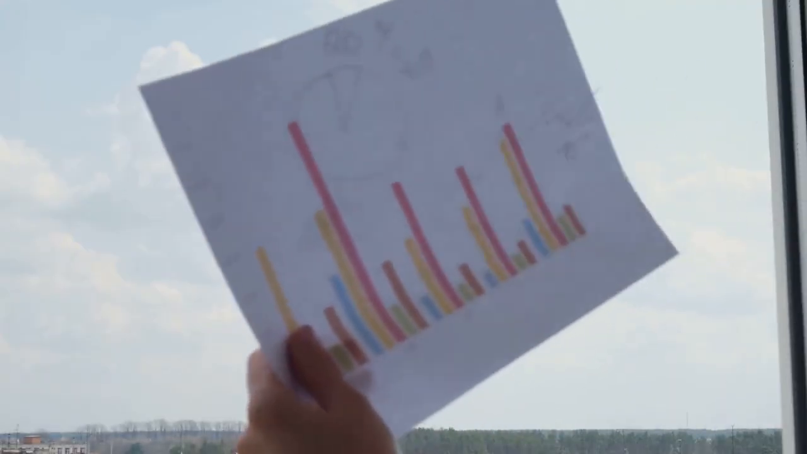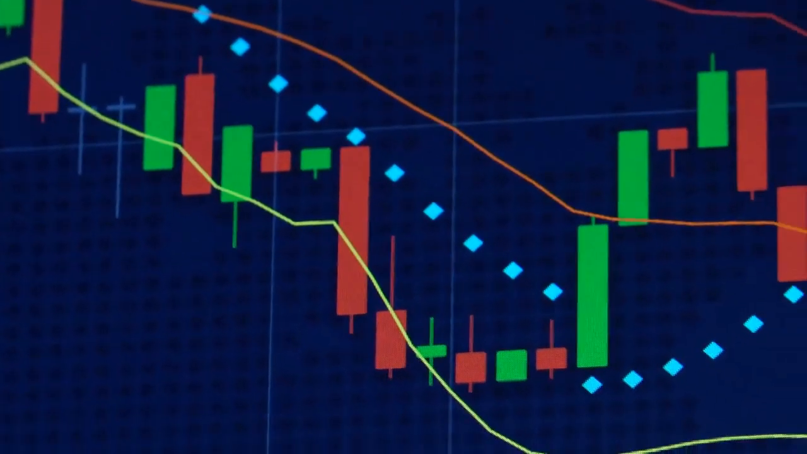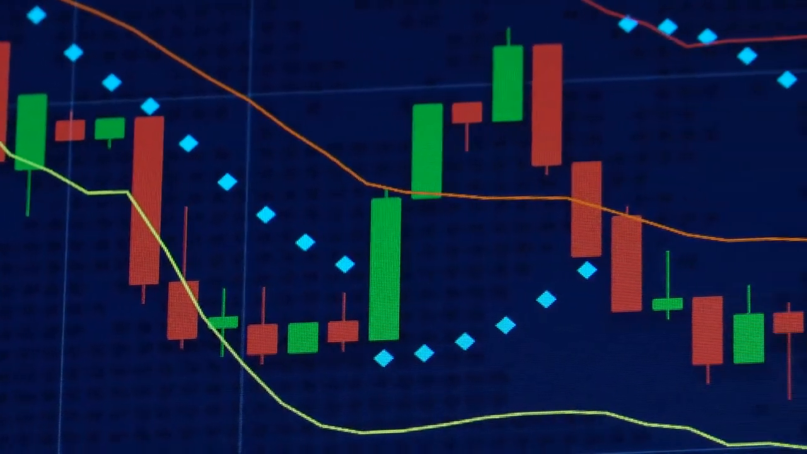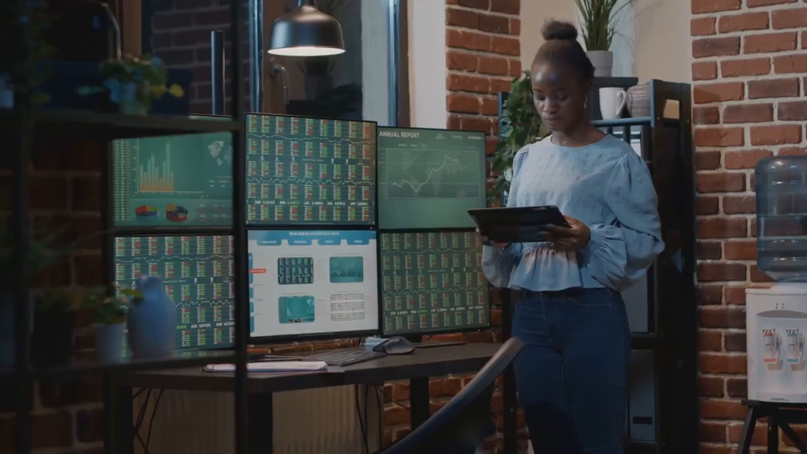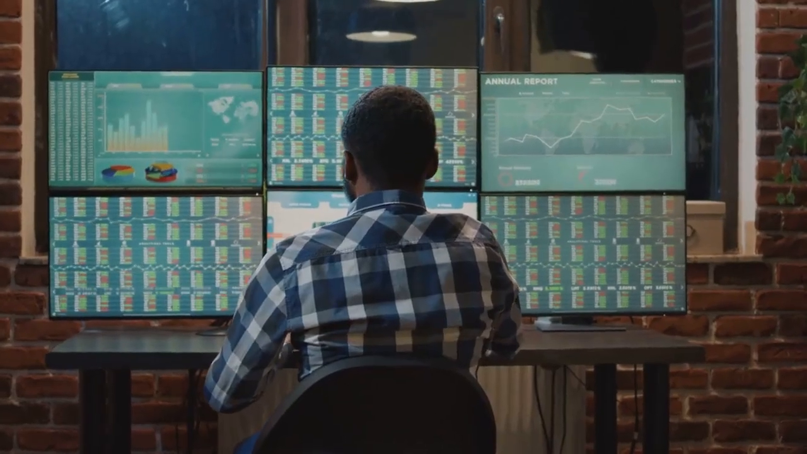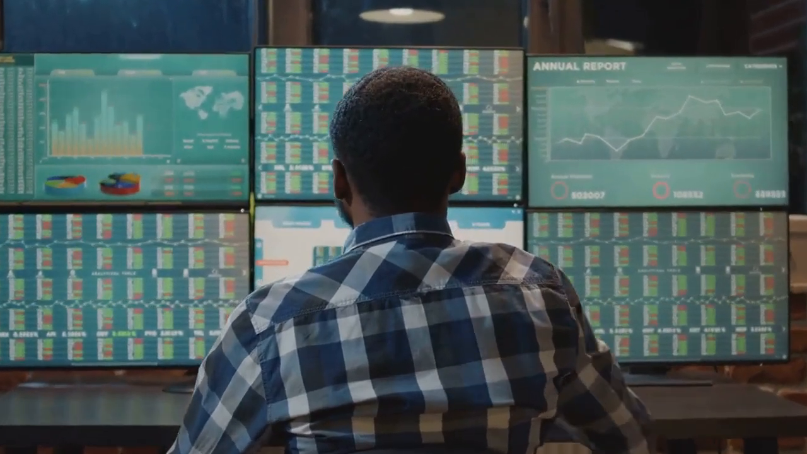Market structure simply means how price creates higher highs, higher lows, lower highs, and lower lows. It's the skeleton of the market. It tells you who is in control, buyers or sellers.